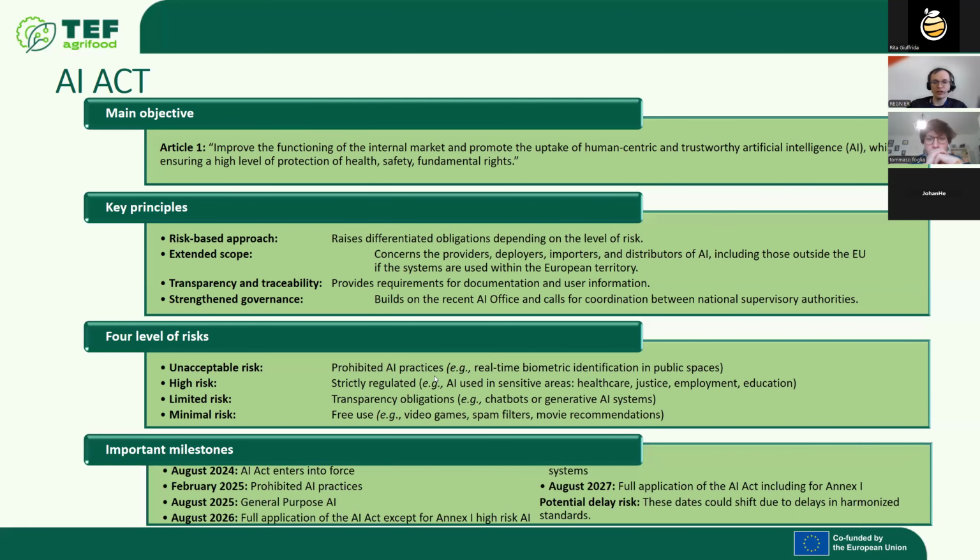So the final step of adoption, including Annex 1 high-risk systems that include machinery, is planned for August 2027. Although some delays are possible due to standardization issues.